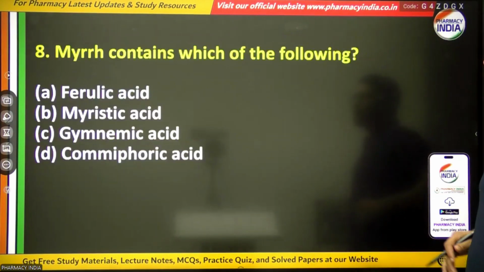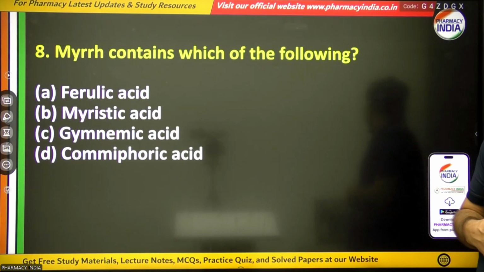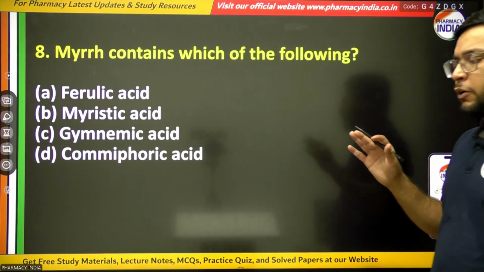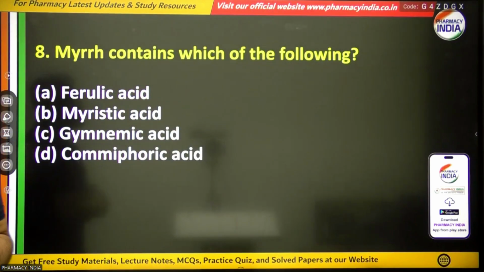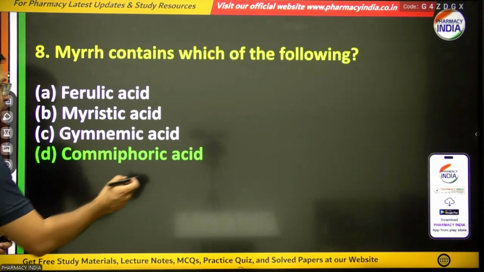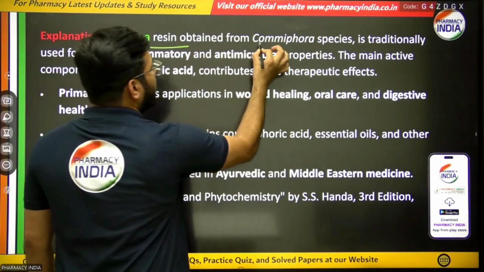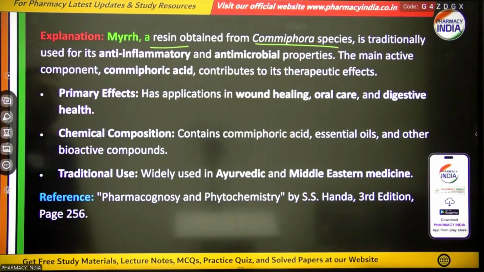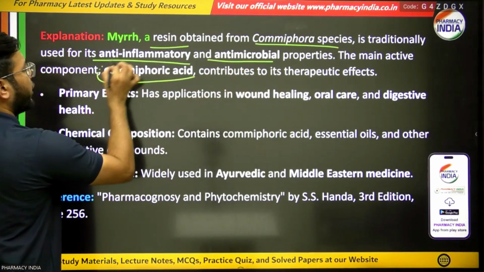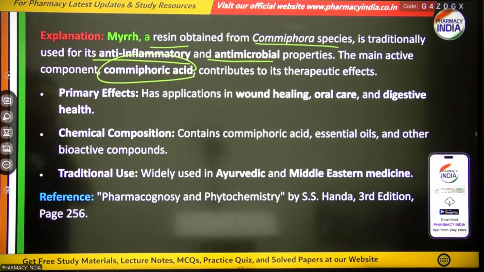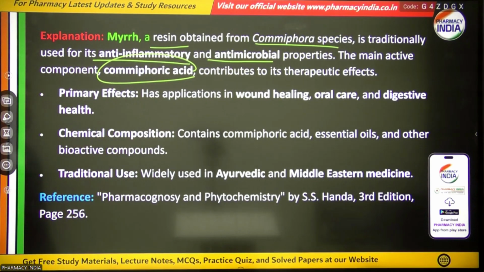Okay. Now coming to the point, myrrh contains which of the following? The question asked is, what is the chemical constituent of myrrh? It is commiphoric acid. Myrrh is a resin which we obtain from Commiphora species, and it is traditionally used for anti-inflammatory and antimicrobial properties. Commiphoric acid is obtained mainly from myrrh. And it is used in Ayurvedic and Middle Eastern medicines.